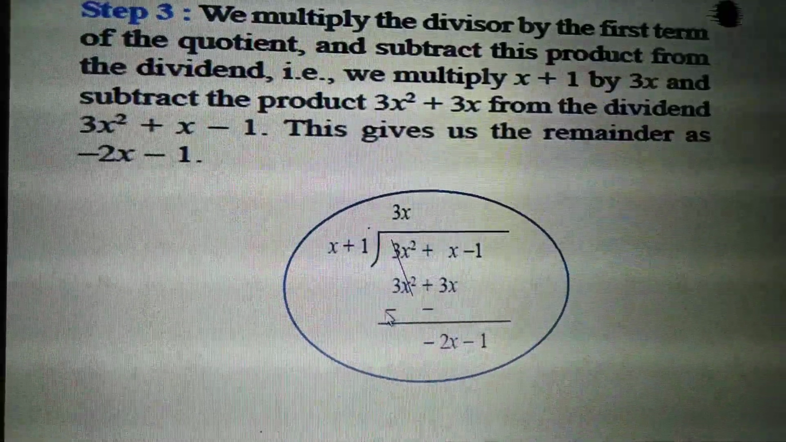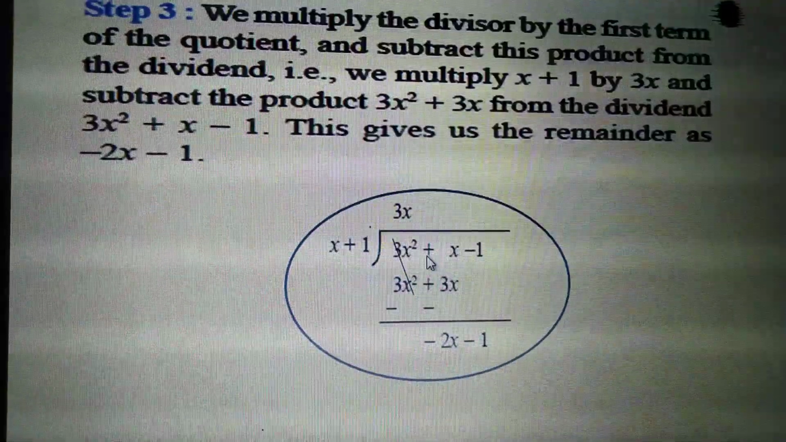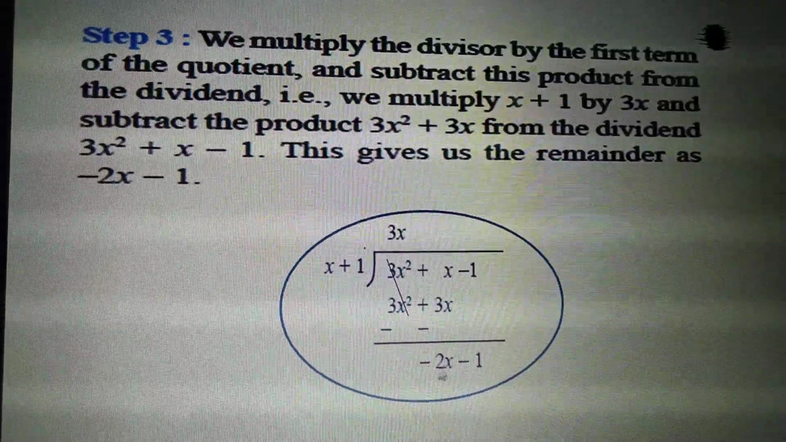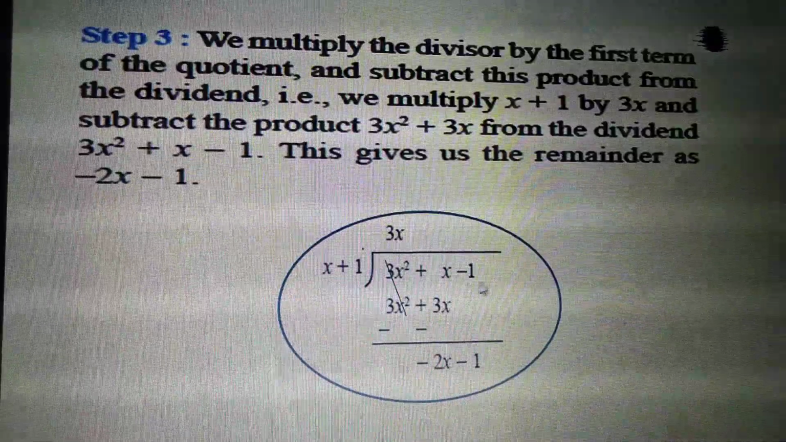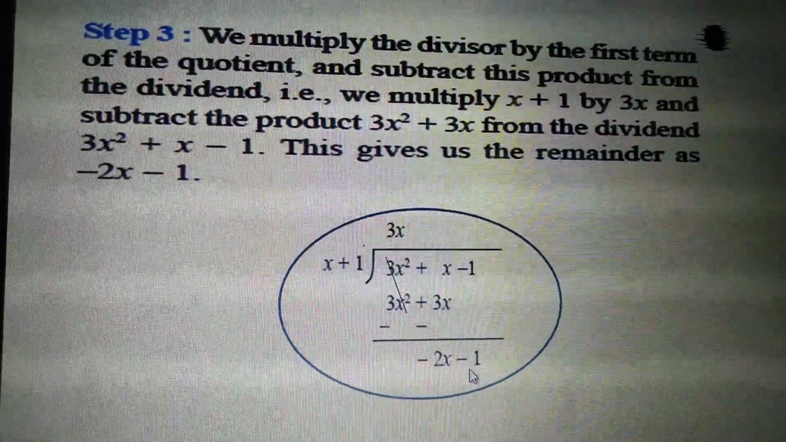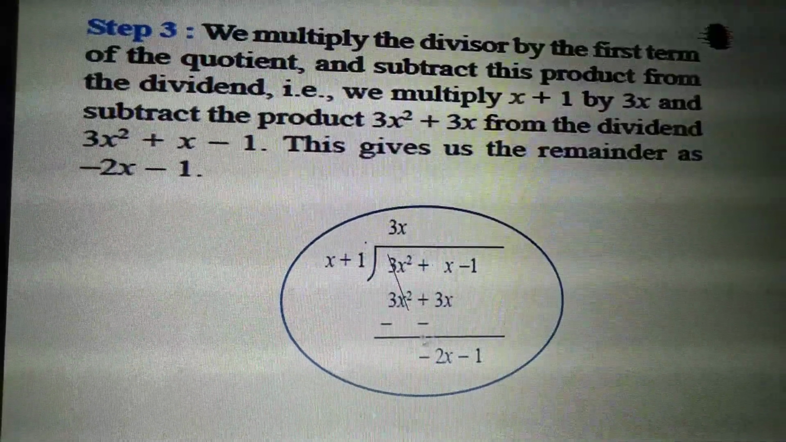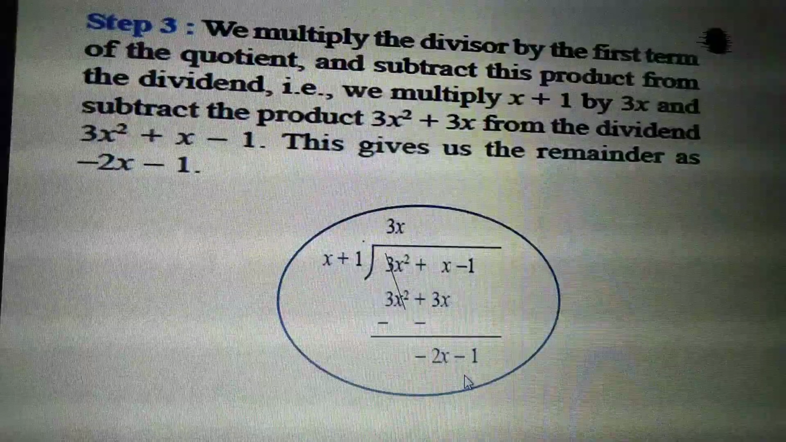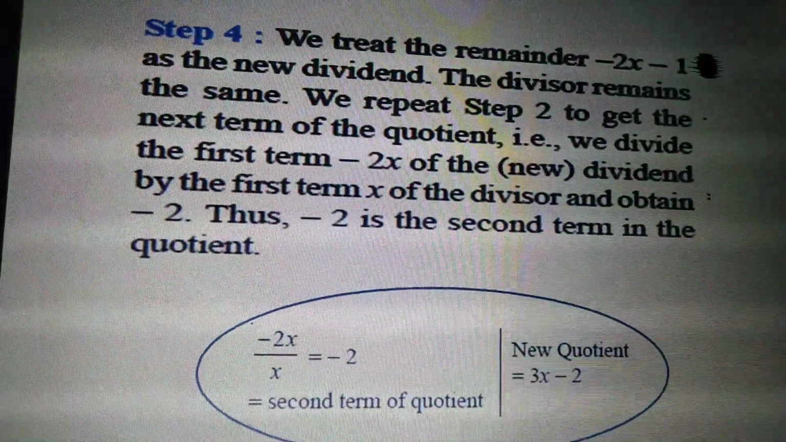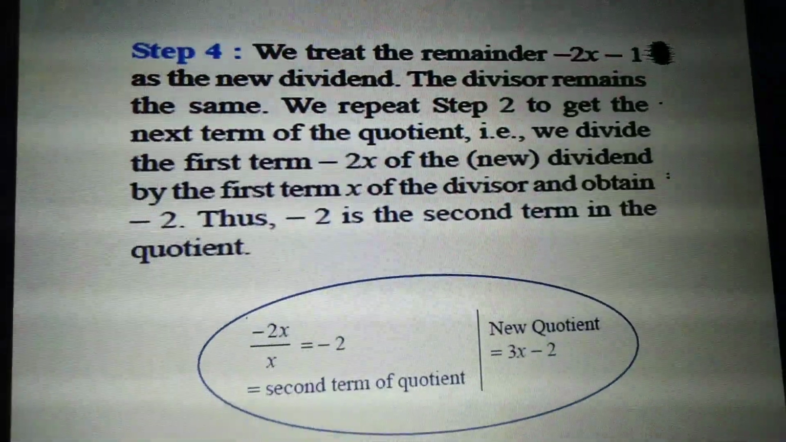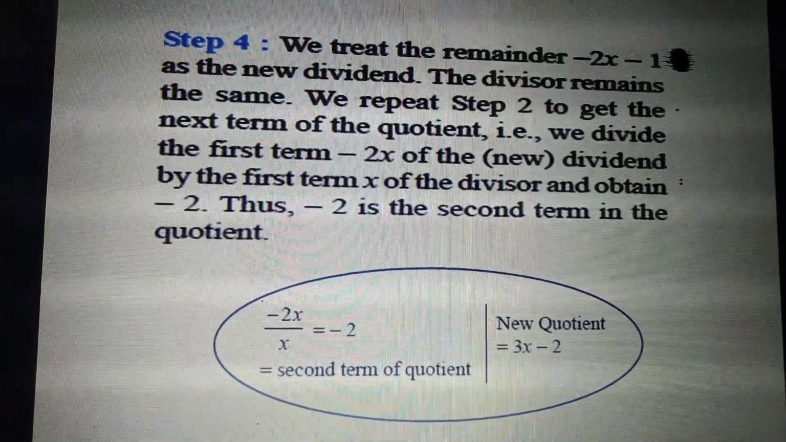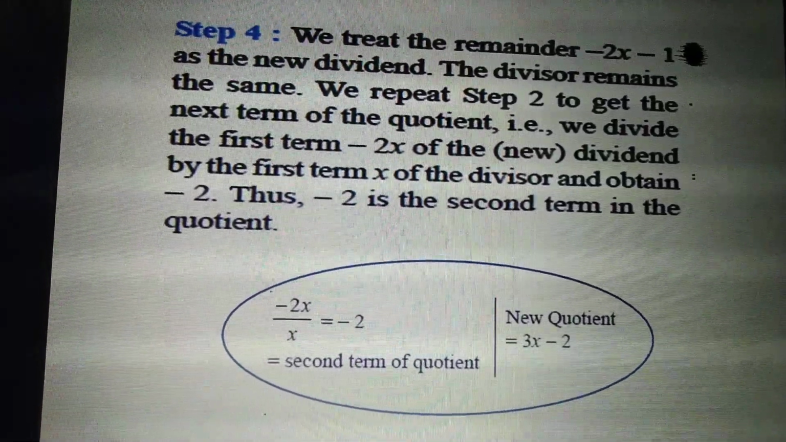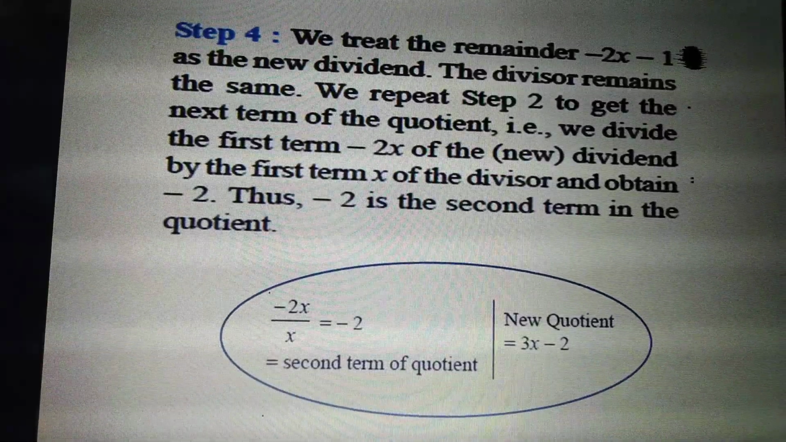So 3x squared minus 3x squared get cancelled. Here plus x minus 3x, which is equal to minus 2x. Here minus 1 is there, keep it down, so minus 1. So the remainder is minus 2x minus 1. Next step 4. We treat the remainder minus 2x minus 1 as the new dividend. Now new dividend is minus 2x minus 1.